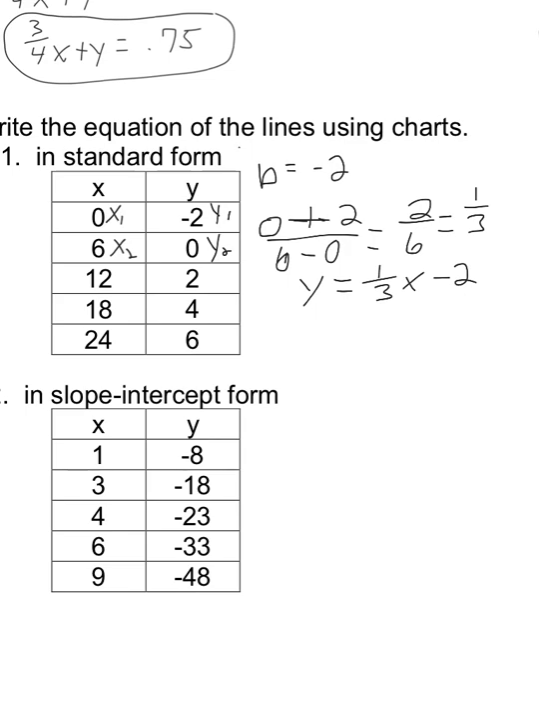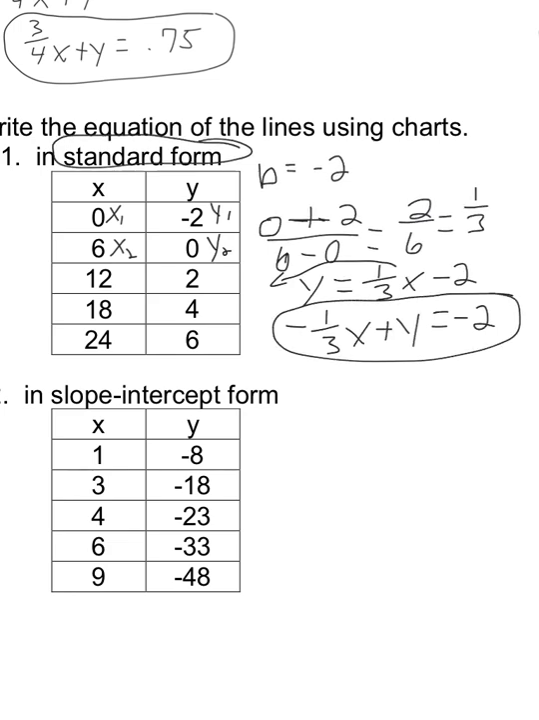But I need it in standard form. So I've got to move that x to the front. It becomes -1/3 x plus the y that was already waiting for me over there equals -2. That is in standard form.